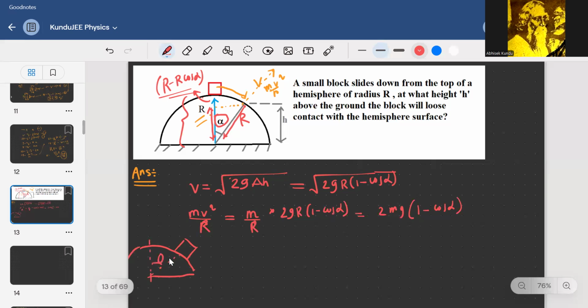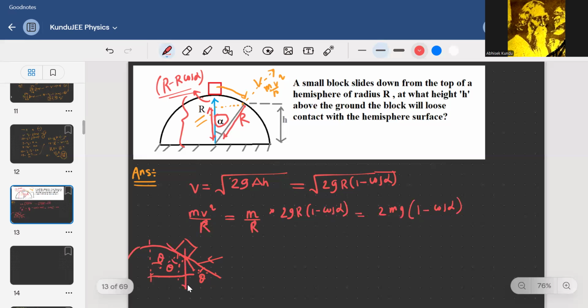The angle theta. Now we'll draw a tangent at this point. Now see, this is angle theta, which means this is also angle theta. And what is the angle this tangent is making with the horizontal? Angle theta only, because this plus this equals 90 degrees and this plus this also equals 90 degrees. So the tangent is making angle theta with the horizontal. So it can be assumed as an imaginary inclined plane where the block is situated.